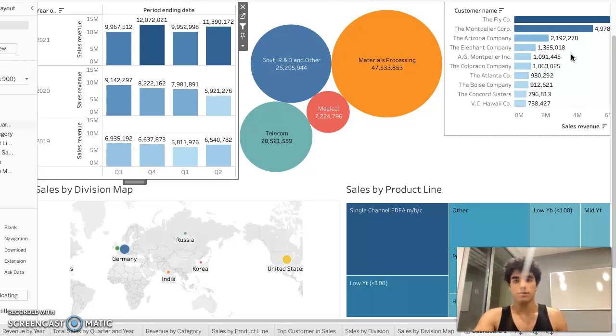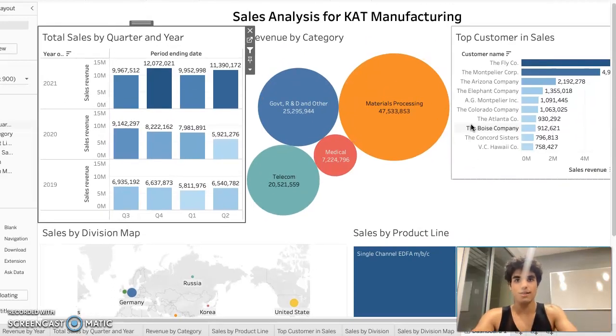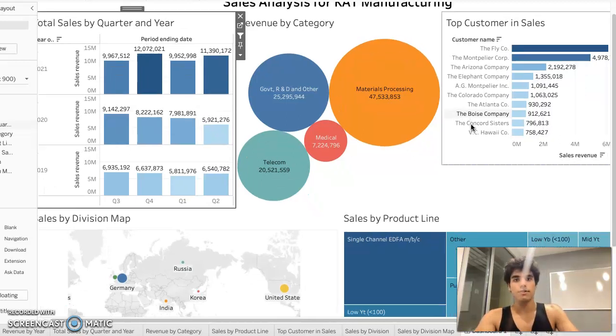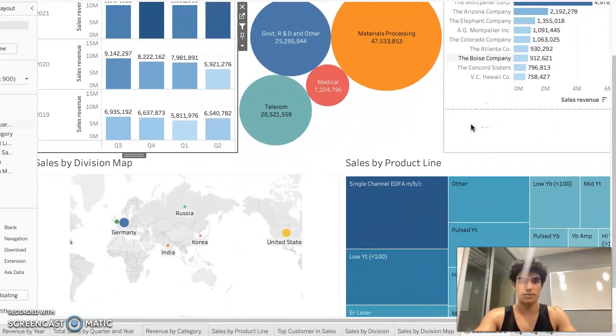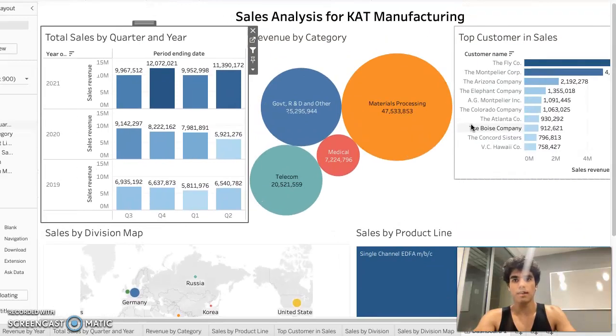So today I'm going to answer some case study questions for sales analysis for CAD manufacturing. As you can see over here, we have different things about CAD manufacturing like total sales, revenue by categories, top customer in sales, sales by division map, and sales by product line. So let's get started.